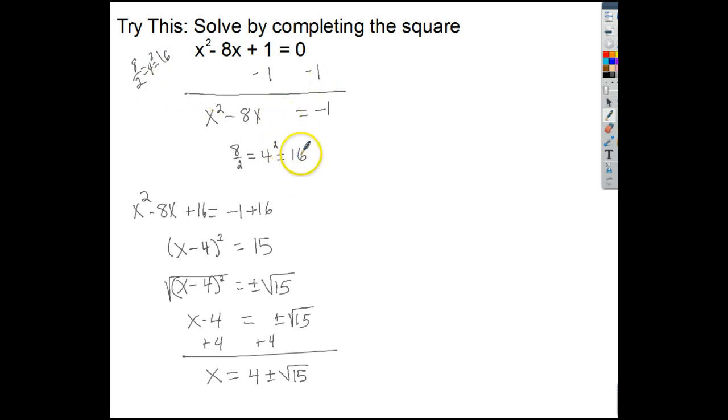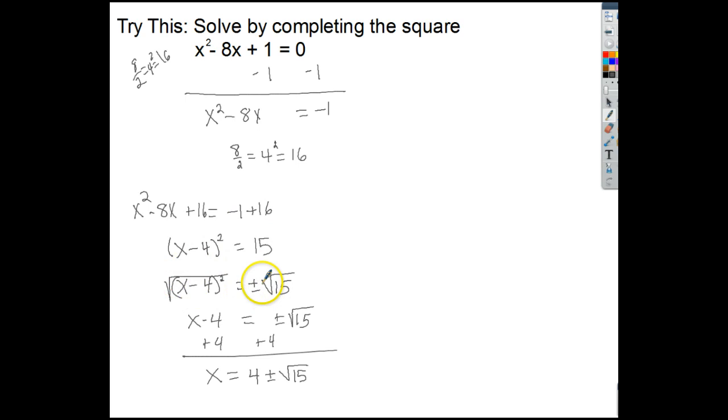I obviously did it twice here. And so now we add that 16 to both sides, and this is what we get. Of course, x squared minus 8x plus 16 is the same as x minus 4 raised to the second power. It's going to be this sign, and half of this, so x minus 4 squared. Negative 1 and 16 is 15.